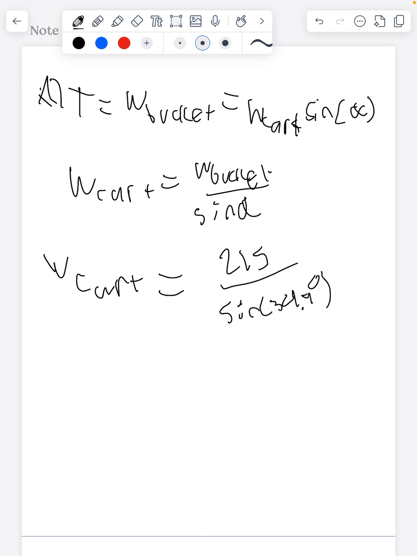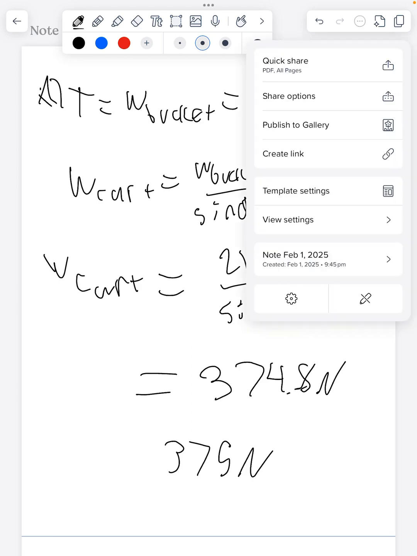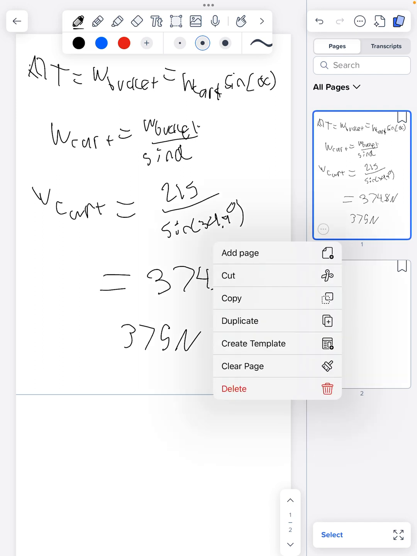Okay. And then with that, you're going to calculate it all, and that will equal 374.8 newtons. But then we're going to round it up to 375 newtons. So that is the first answer of Part A, just using the equations that we know from the textbook. And then, so we're going to find the tension in the cable now. So that'd be T equals W bucket, right? And so, since we know that already, T will just equal 215 newtons.